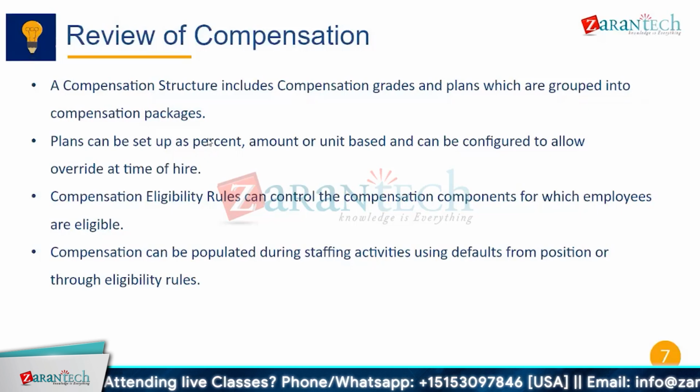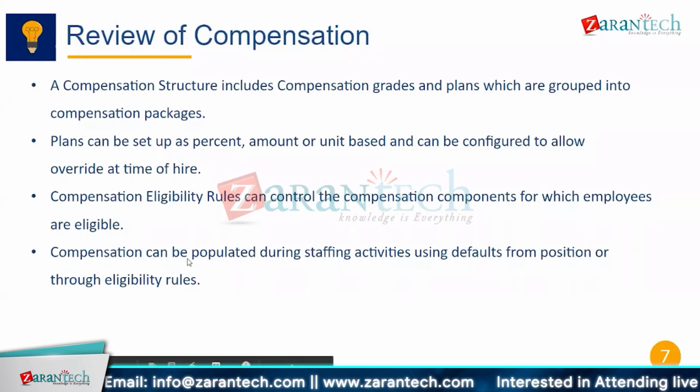If it's a bonus plan, like an executive bonus, an engineering bonus or a corporate bonus, those plans are typically based on percentages. If it's a stock plan, you're going to get a certain number of stock at the time of hire or at the time of merit review. Stock plans are based on units because you're going to get 1,000 shares or 500 shares. So those are unit based, and we'll see examples of that set up in the system. The main thing is, even though they will default into the employee profile at the time of hire, you could override that amount. Compensation eligibility rules can control the compensation components for which employees are eligible. Compensation can be populated during staffing activities using defaults from position or through eligibility rules, and we saw that yesterday.